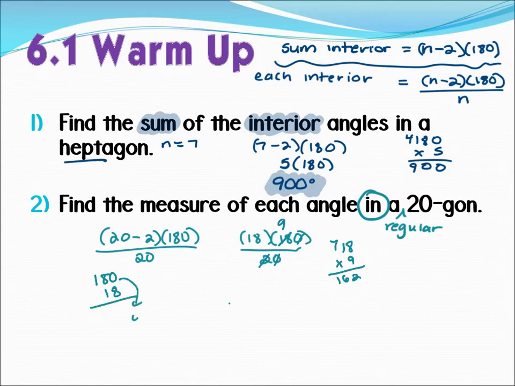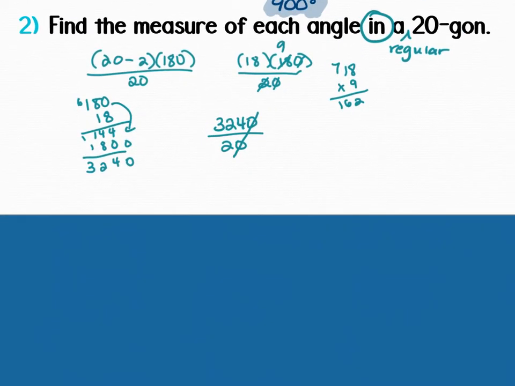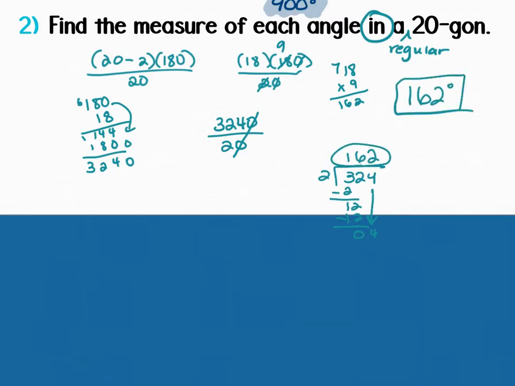So I would just bring down the 0. 3,240, and then divide it by 20. So I would cancel out the zeros again, make my life a little bit easier, and then I would do 324 divided by 2. Either way, you get the same answer, which is 162. Questions so far?